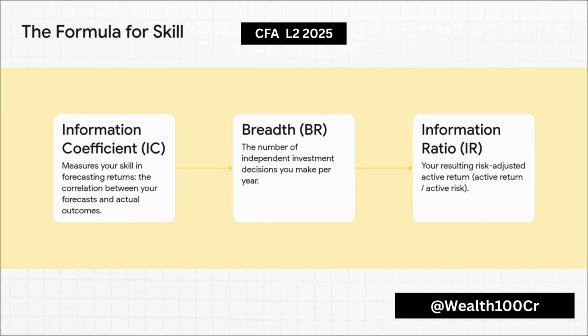Let's break that down piece by piece. First up is the information coefficient, the IC. This is a pure measure of your skill. It's just the correlation between what you predicted would happen and what actually happened. Next is breadth, or BR. That's simply the number of independent bets you're making. And when you put them together, you get the information ratio, or IR, which is really the holy grail of active management, right? It's your active return per unit of active risk.